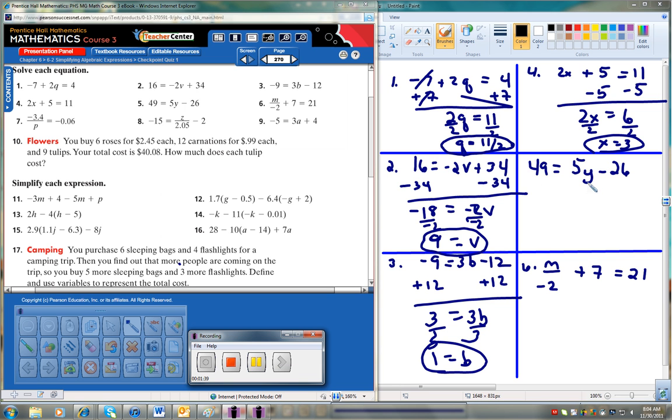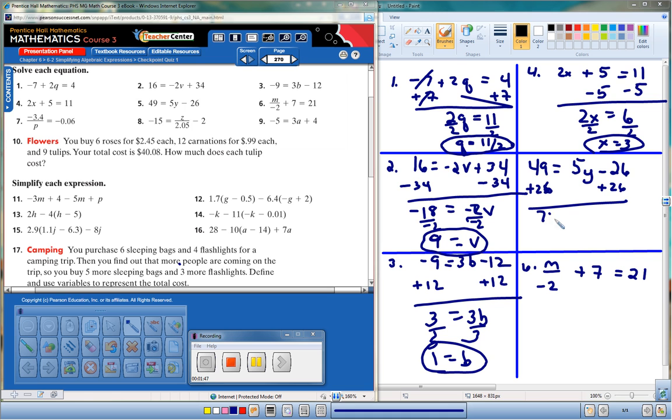Number 5, 5y minus 26. I'll add 26 to both sides to start with. That means 75 is equal to 5y. Dividing both sides by 5 then. What is it? Y equals 15, is that right? 15 equals y. All right, good.